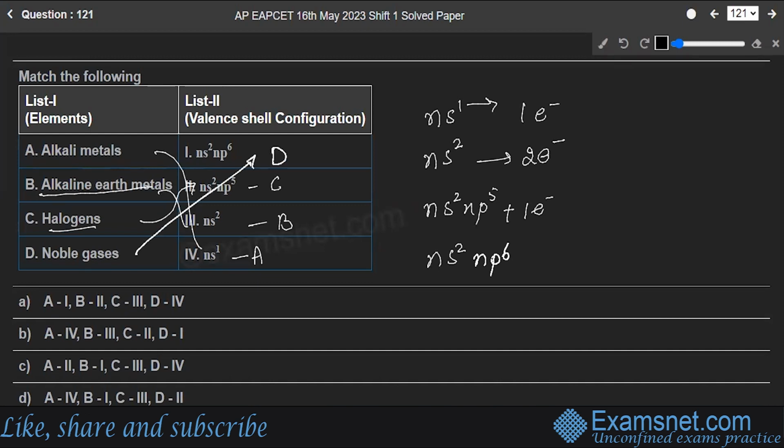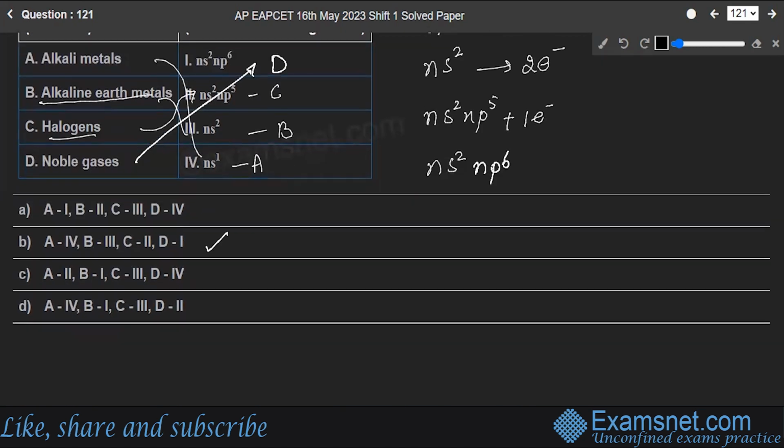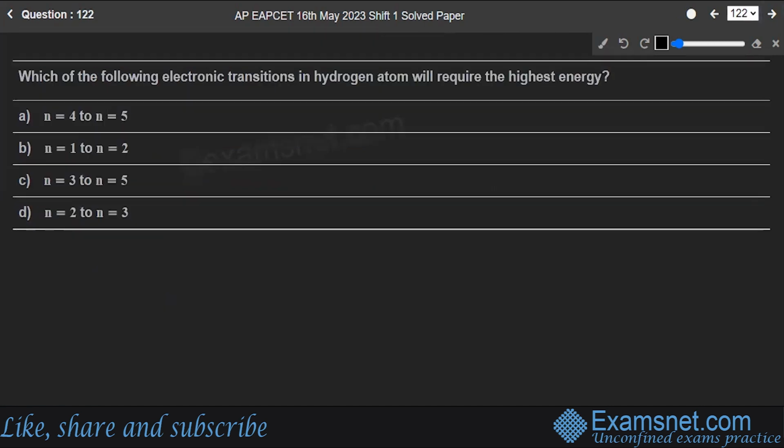Let's check with the options, which one is the correct one. Option B stands to be the right answer. Hope you understood this. Next is question number 122.